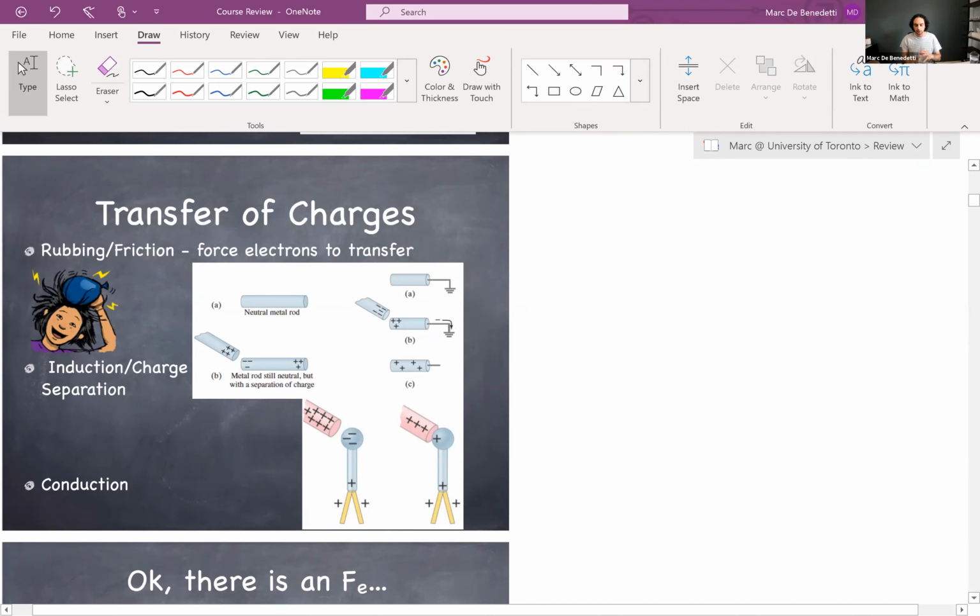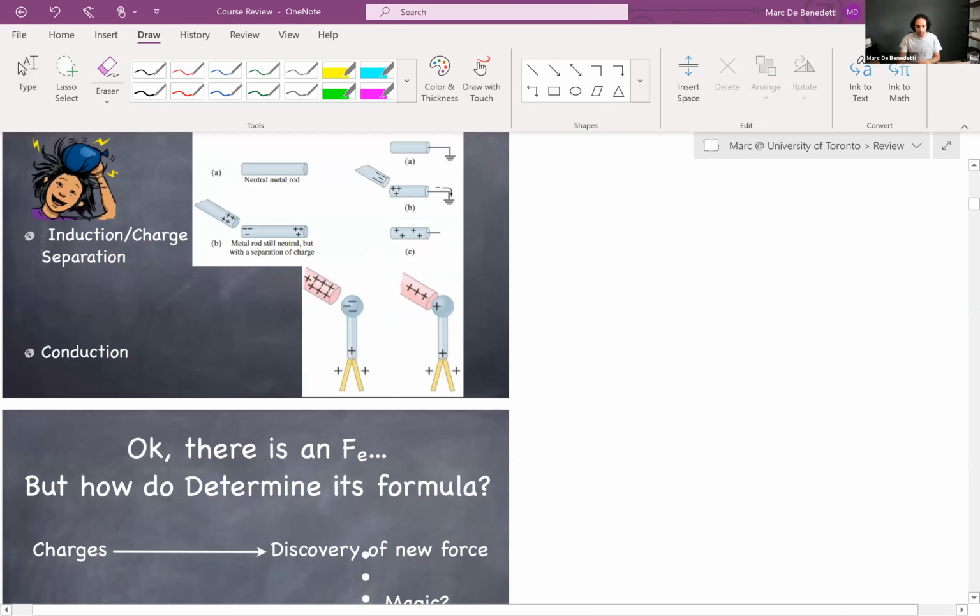There's induction or charge separation. As you know, induction now has a different meaning. It's Faraday's law. So perhaps we should be calling it charge separation, where you can induce a dipole in an object and then ground it on one side and force the charge off. And then the third way to achieve a charged object is conduction, where you touch. When you touch two objects together, they share charges equally. So you pretty much just average the charge, and each of the two objects touching has half of the charge.